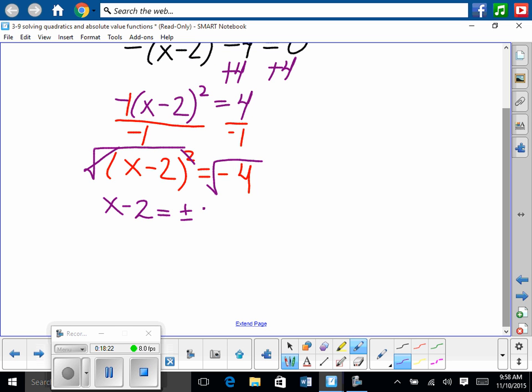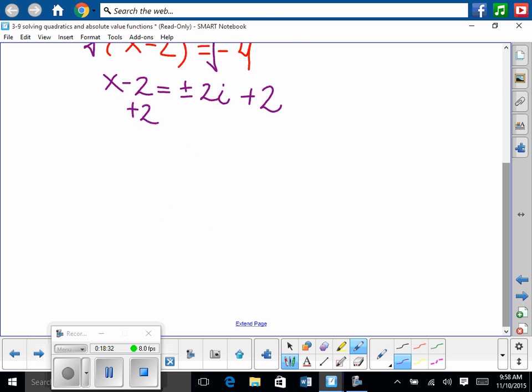2i. Then our last step is to add 2 to both sides of the equation. Can you add 2 with 2 i's? No. So we have 2 plus and minus 2i. Ding, ding, ding. That's a lot easier. It's a lot easier than most of you are making it.